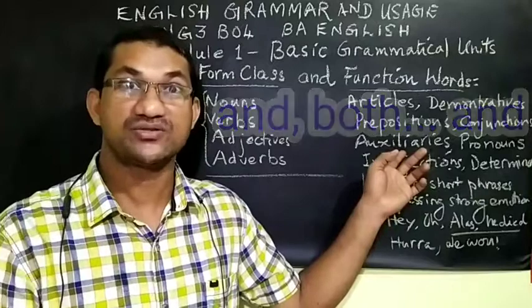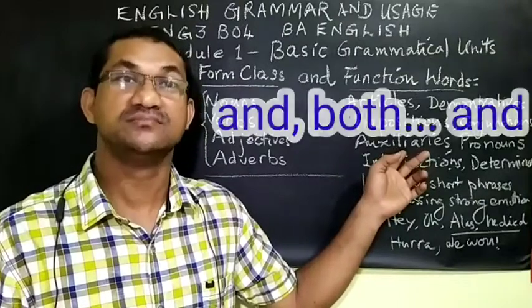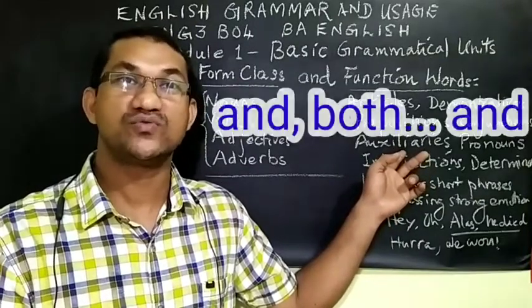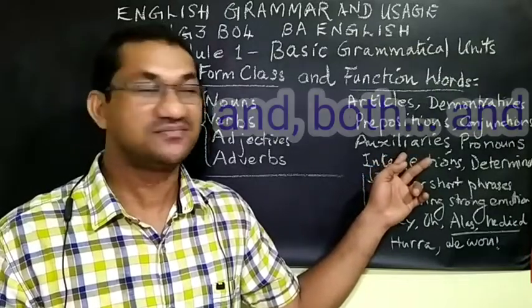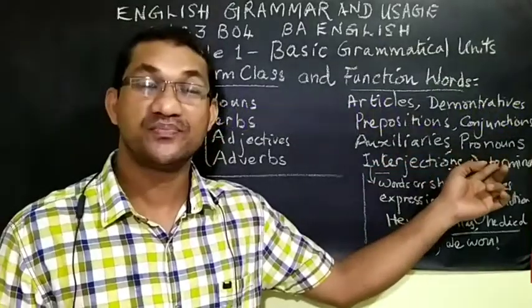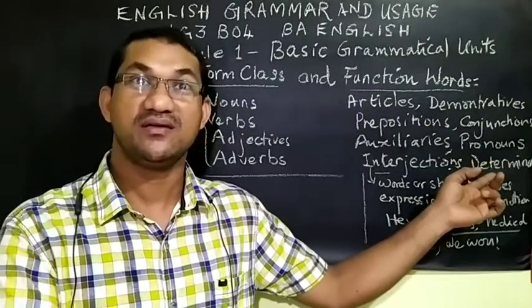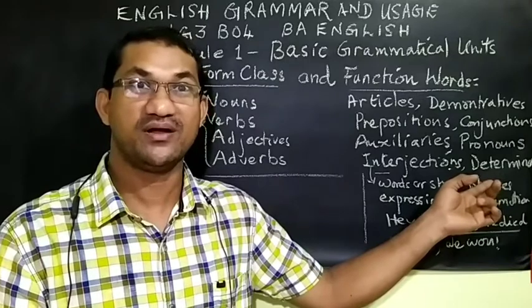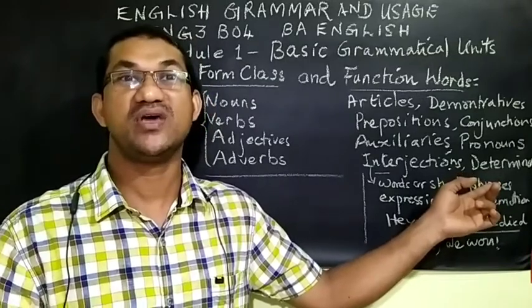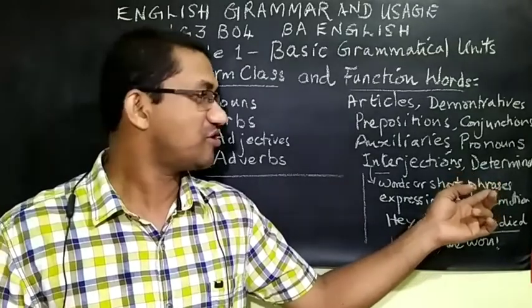Auxiliaries, primary auxiliaries, modal auxiliaries. Am, is, are, was, were, been, being, can, could, may, might, shall. Auxiliaries. Pronouns. First person pronoun: I, we. Second person: you, singular and plural. Third person: he, she, it, they, them. We are sure about that.